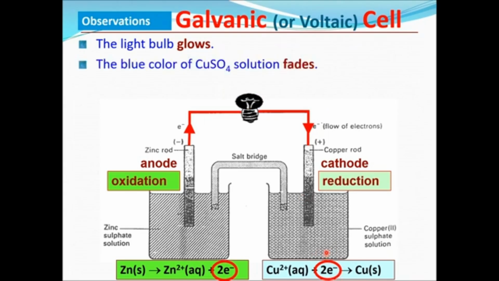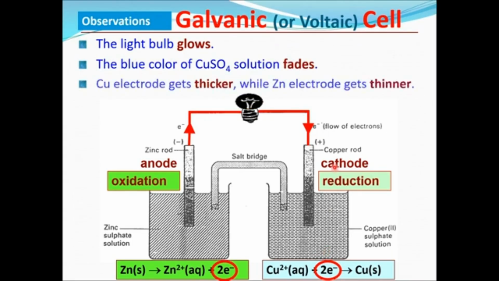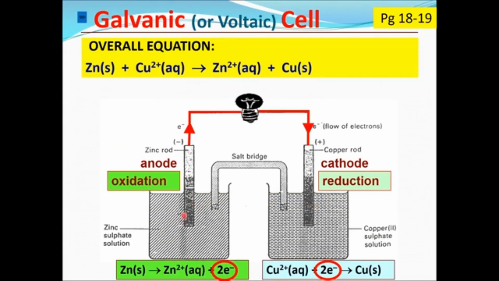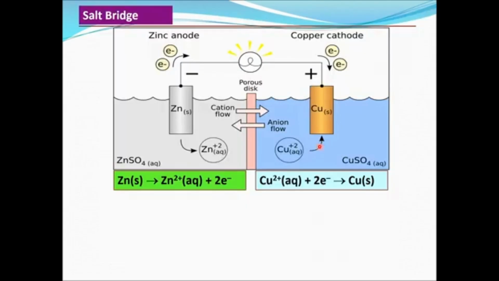Some more physical observation: the blue color of copper sulfate would fade over time. The copper electrode would get thicker or increase in size, while the zinc electrode would decrease in size. This is the overall equation. You see this on the next page. You don't have to copy it down. Okay, so this is looking at the application. Of course, there's a salt bridge involved, so that's quite standard. So instead of a voltmeter, now you have a bulb to show that the electricity does flow.